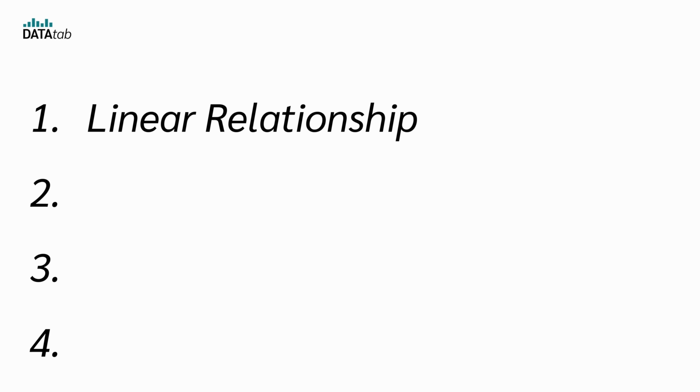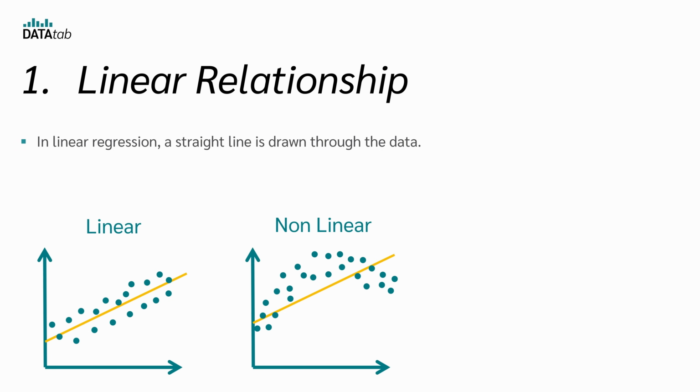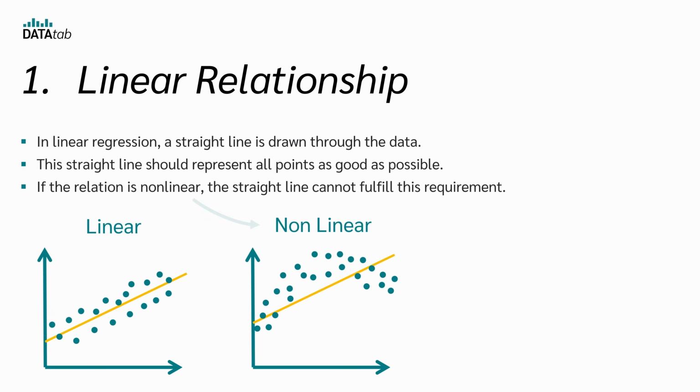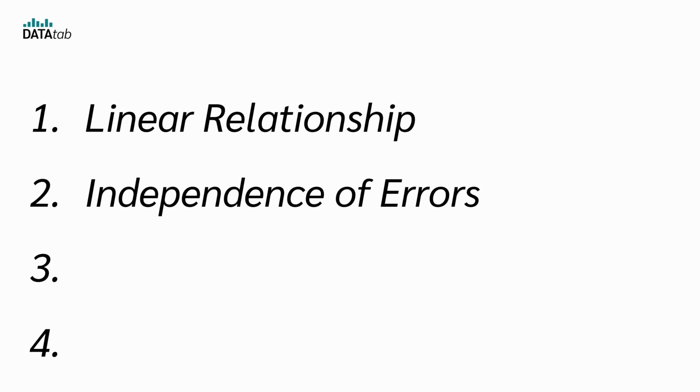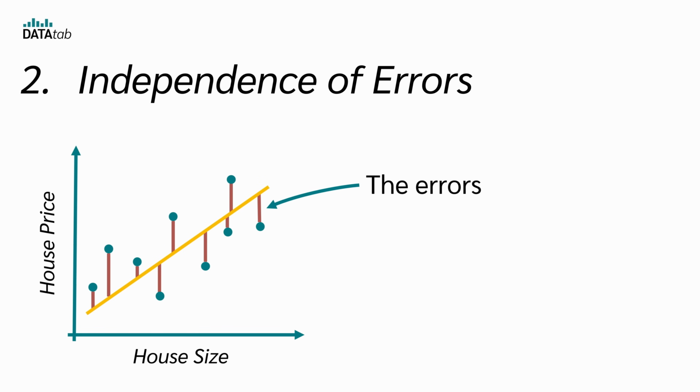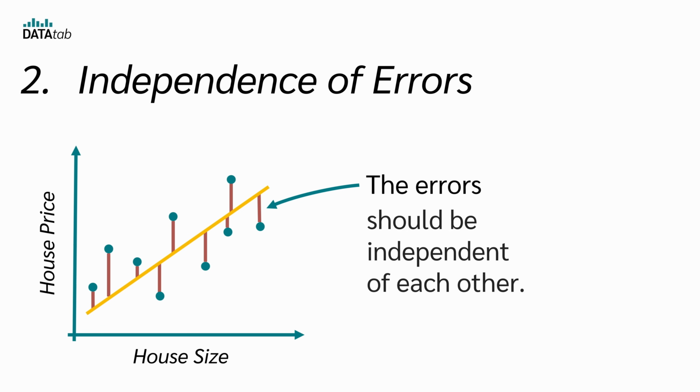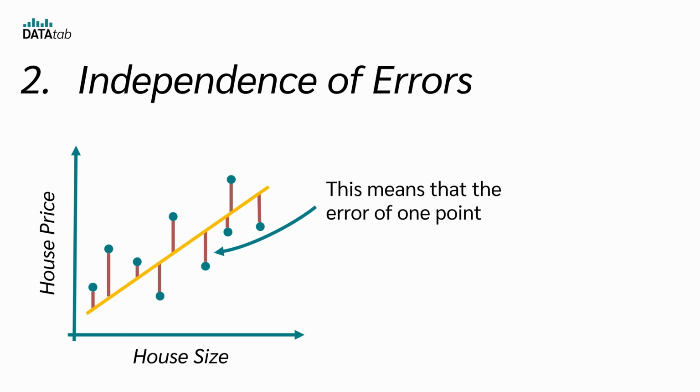Number 1, linear relationship. In linear regression, a straight line is drawn through the data. This straight line should represent all points as well as possible. If the relation is non-linear, the straight line cannot fulfill this requirement. Number 2, independence of errors. The errors, so the differences between actual and predicted values, should be independent of each other. This means that the error of one point doesn't affect another.